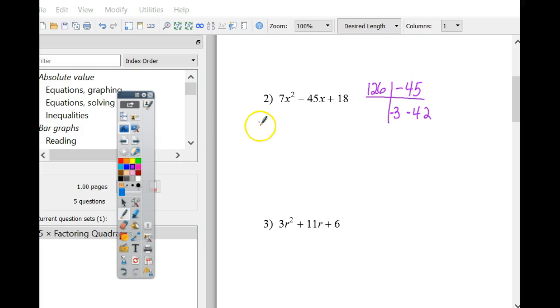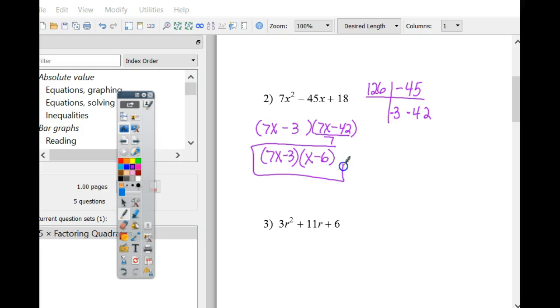So I'm going to write 7x and 7x. And then I'm going to write minus 3 and minus 42. And nothing can reduce in the first one, so I'm going to write 7x minus 3. But here I can reduce by 7, so 7x divided by 7 is x. 42 divided by 7 is 6. So there's your answer.